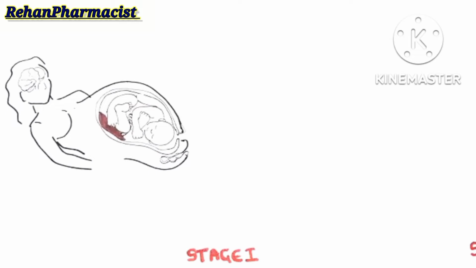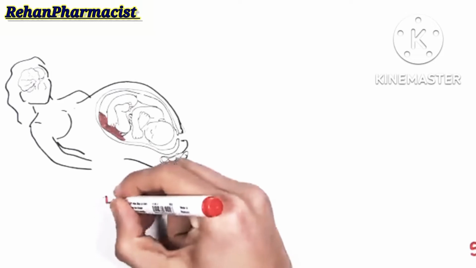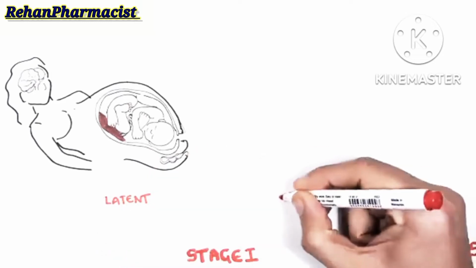Now let's just say a woman is going into labor. She's about to deliver. What is happening? Well, she will enter stage 1 of labor. Stage 1 of labor can be divided into two phases: the latent, also known as the initial phase, and the active phase.